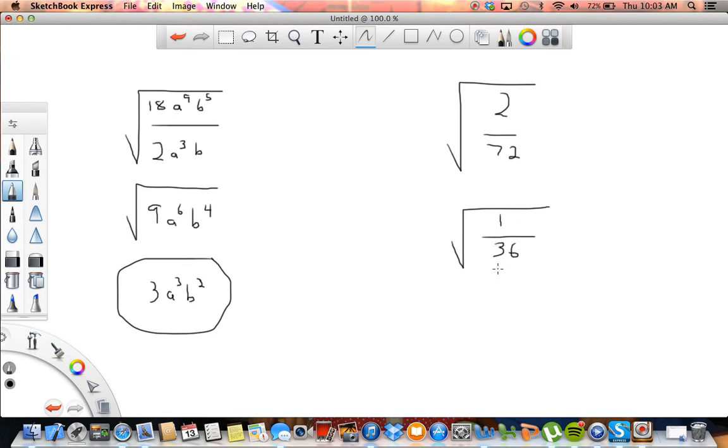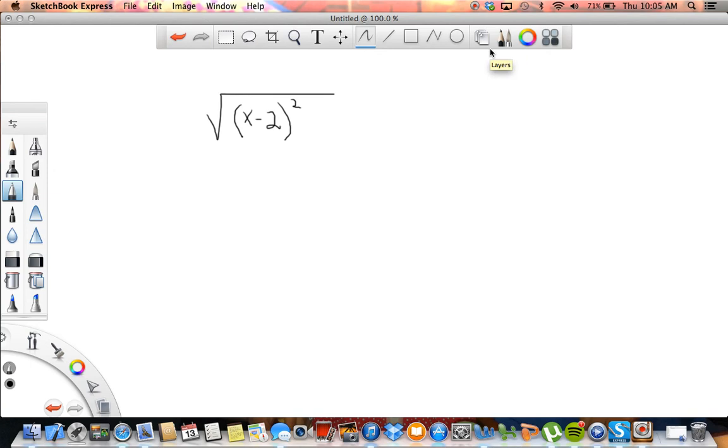From here, what you want to do is split this up into 2 different radical signs. Take the numerator and put it on top with the 1, and the denominator has the square root of 36. So you're going to have 2 different square roots, one on the top, one on the bottom. What is the square root of 1? Well, 1 times 1 gives me 1, so my answer is 1. What's the square root of 36? 6. So that will reduce down to 1 over 6.